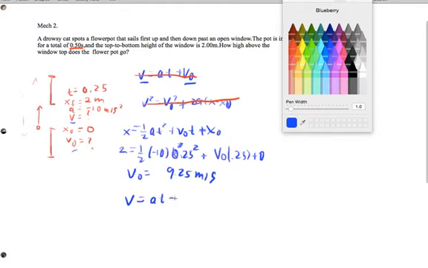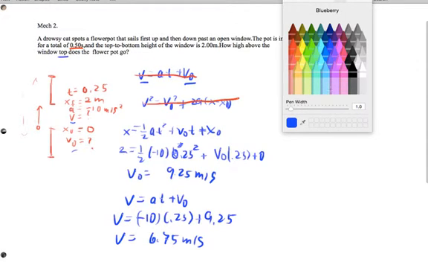And just for the fun of it, let's get v at the top. That's v equals at plus v naught. So that's v equals negative 10 times 0.25 plus 9.25, and I'm left with v at the top as 6.75 meters per second. Now we want to know how high above the window top the flower pot goes.